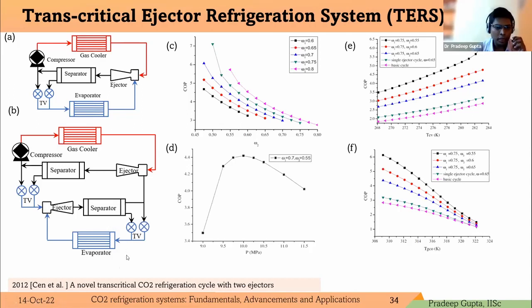What I get from this paper is that using a single ejector, they are utilizing the pressure energy from the gas cooler, and still some part of the expansion losses are there in this system. To recover those expansion losses, they are using the second ejector, where they send the liquid from the separator as the primary fluid and the evaporator flow as the secondary, to recover some part of the expansion losses we have after the separator.